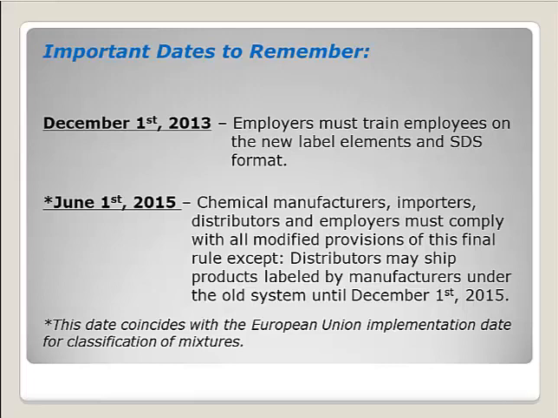Chemical manufacturers, importers, distributors, and employers must comply with all modified provisions of the rule, except distributors may ship products labeled by manufacturers under the old system until December 1st, 2015. And that date coincides, talking about global harmonization, with the European Union implementation date for classification of mixtures.